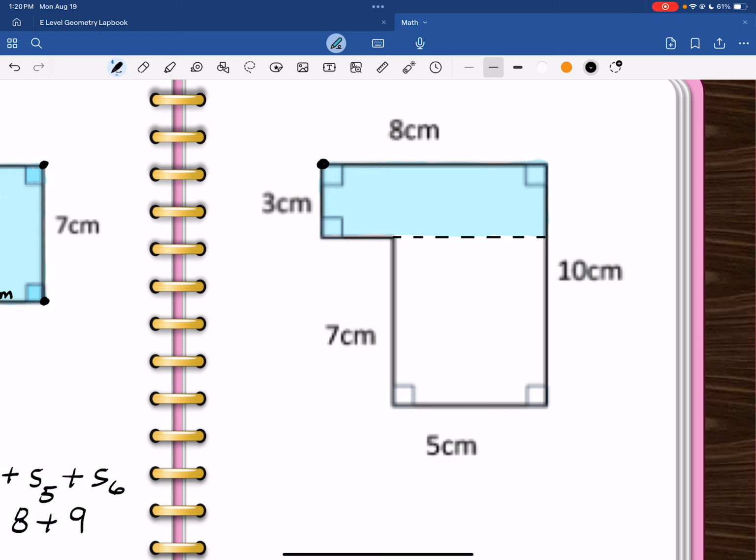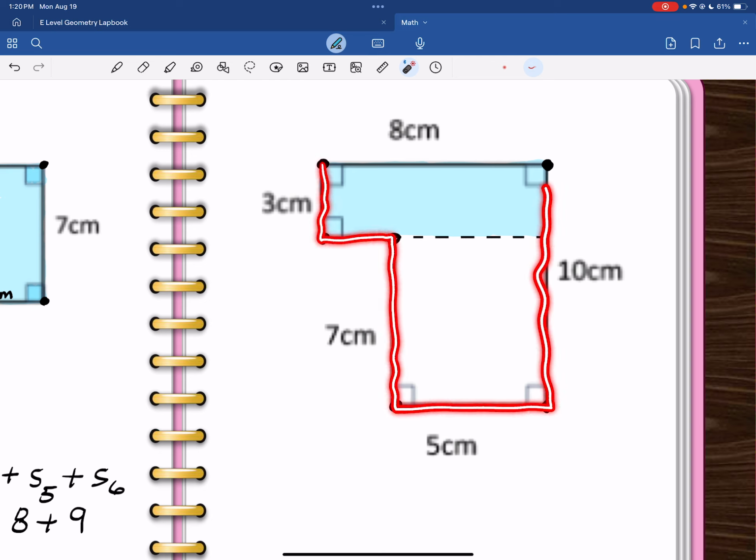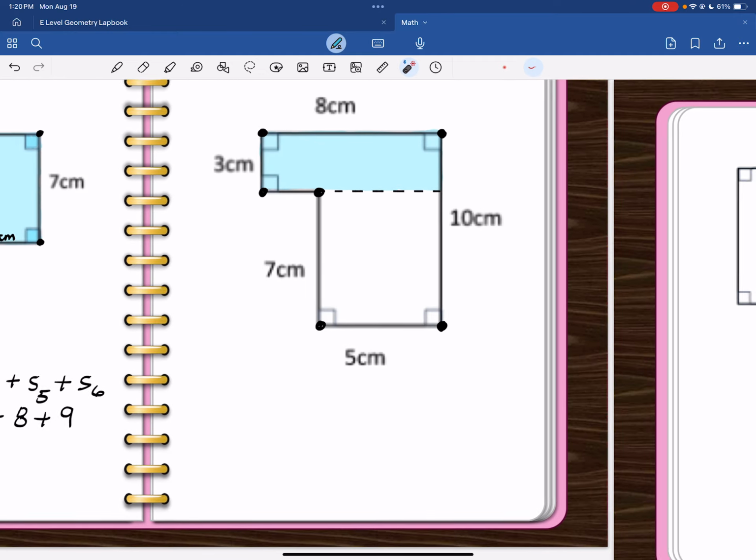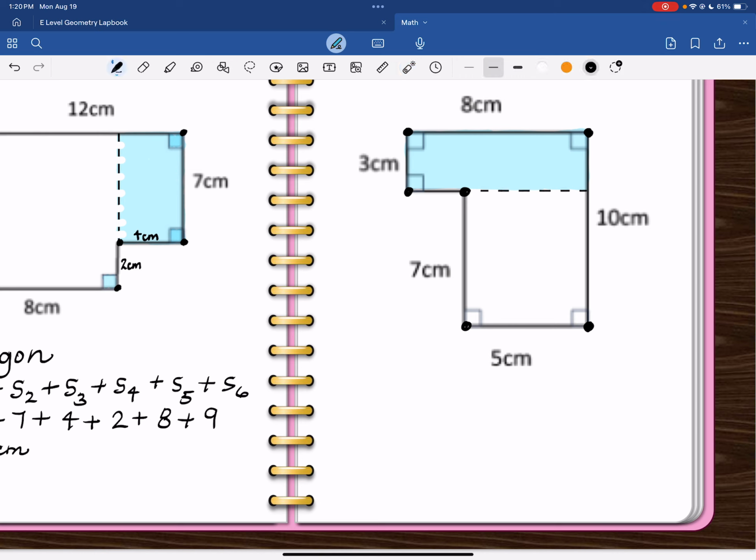Don't stress about it. So every corner I'm going to put a dot, a point, because that will help me count my sides. So I have 1, 2, 3, 4, 5, 6. This is another hexagon. So I know that I'm just going to add up my sides.